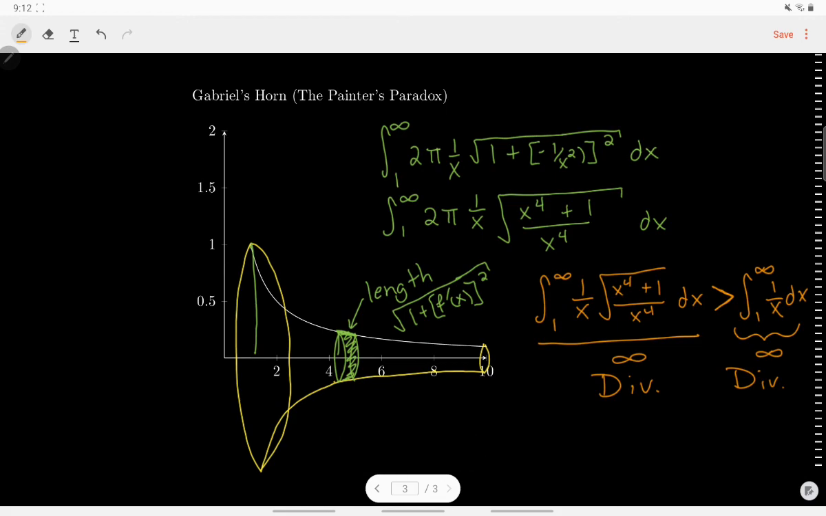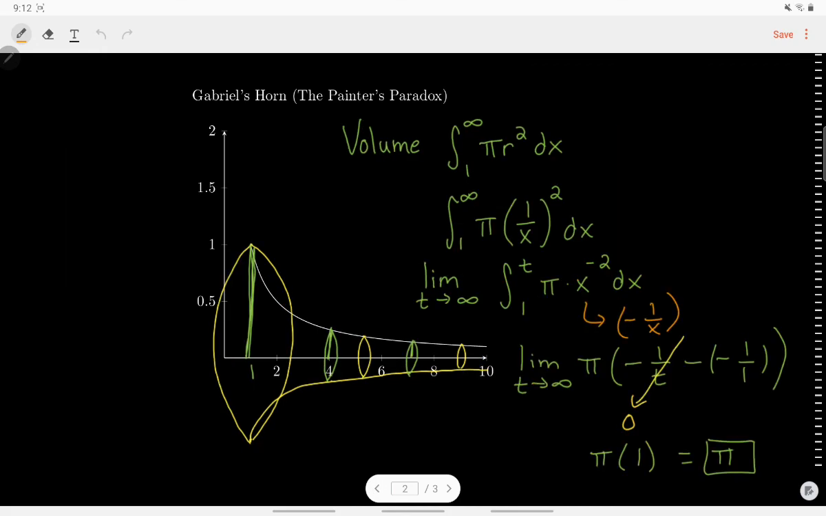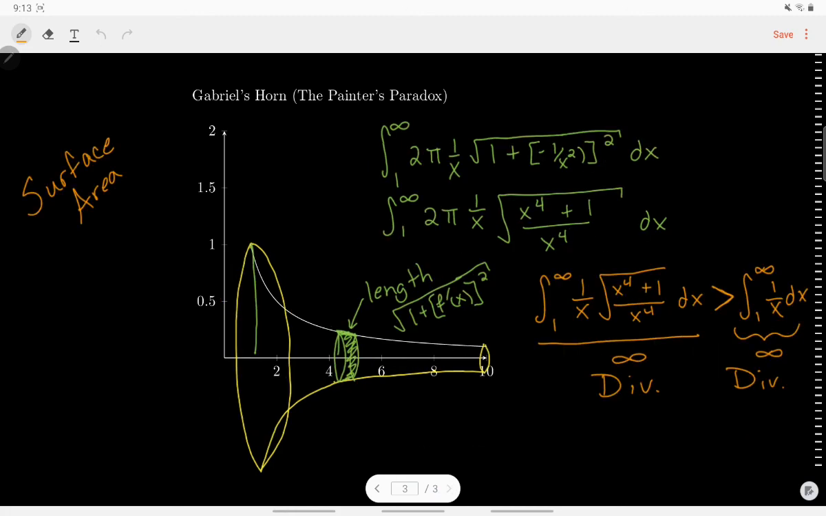My surface area, I guess I should write that's what this is, is infinite. That means if you give me infinitely many cans of paint, I still would never be able to finish painting the outside of this hollow tube, this horn. But my volume was finite, so I could fill it with paint, but I could never paint it. And that's the paradox of Gabriel's horn.